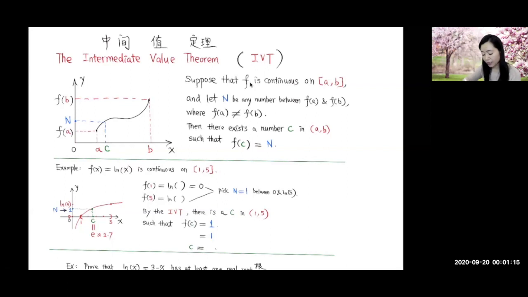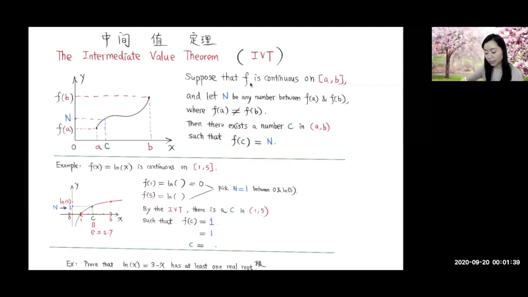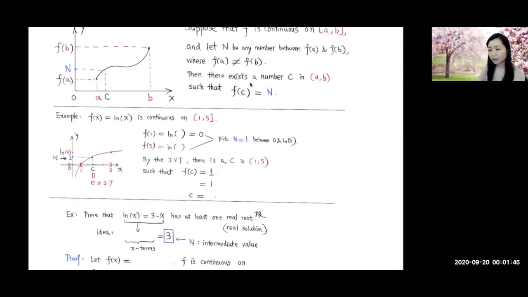Then there exists a number c in this open interval a to b, which means c is greater than a and less than b, such that f of c is going to take on this intermediate value n over here. So that's called the intermediate value theorem. Okay. Now let's take a look at this example to understand what this theorem says.